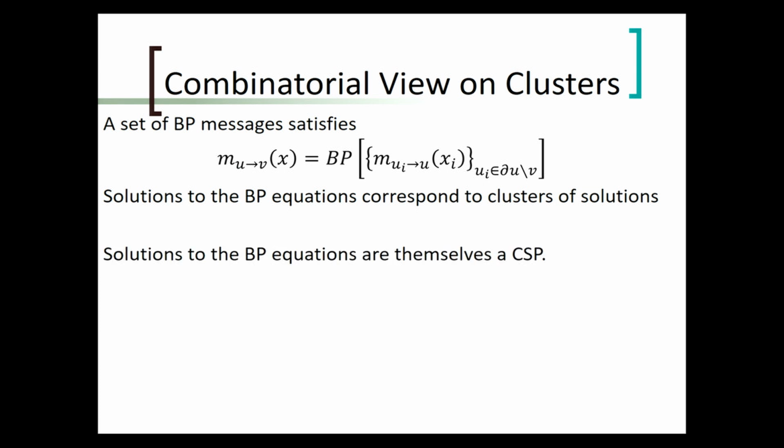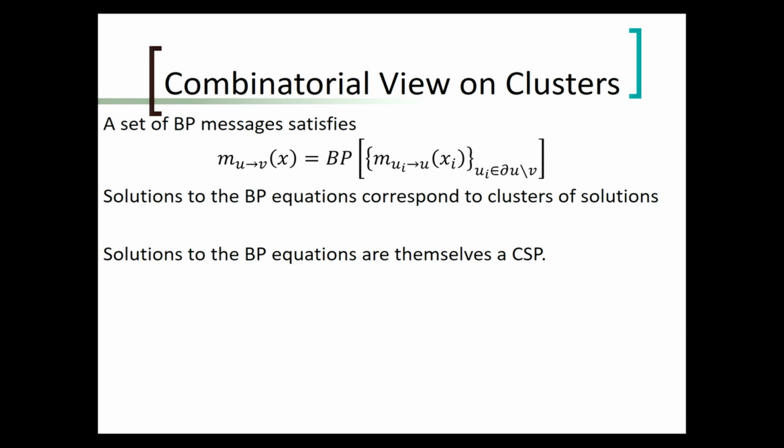Okay. But now, this is a set of variables. They live on the half edges of the graph, or I should say, on the directed edges of the graph. And they have to solve some equations, so they have to satisfy some constraints. So these BP equations are themselves a constraint satisfaction problem.